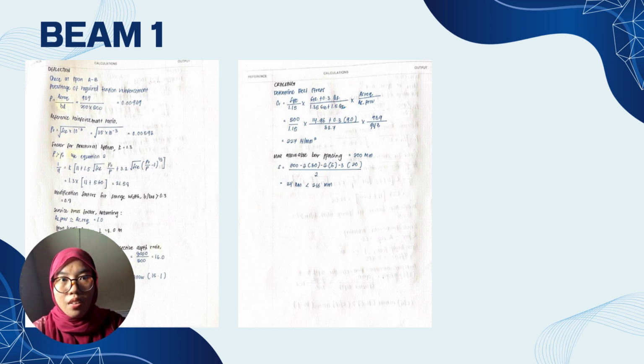For the next slide, after that we determine the required area of reinforcement based on the calculated moment and material strength. We also calculate the spacing of the reinforcement bars to ensure it meets safety requirements and does not exceed allowable limits. Finally, we check whether the design satisfies the design codes and safety criteria.